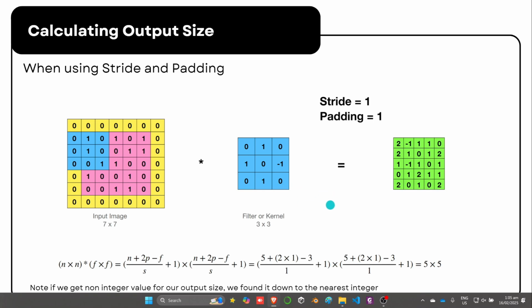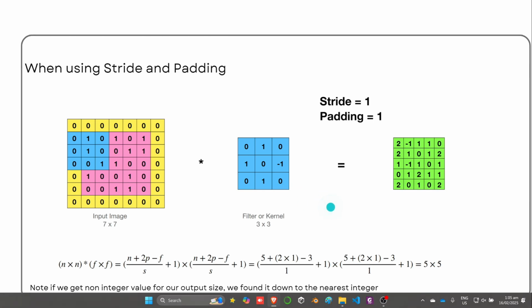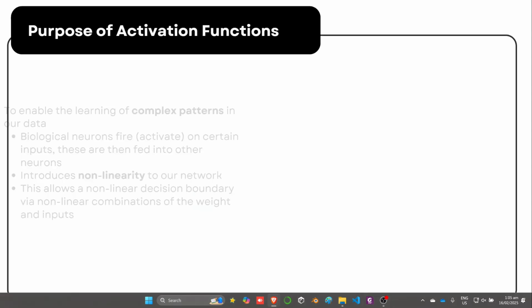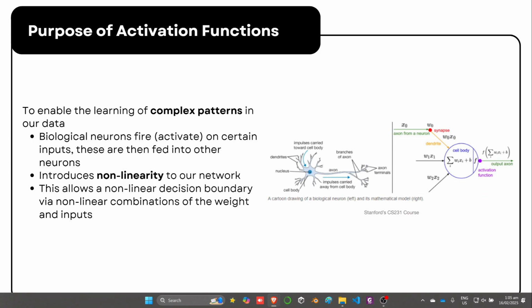So for now, that's it for this lesson, and we're about to start the lesson on activation layers, and we'll talk a bit about ReLU, which is the most useful function or activation layer for CNNs. So let's take a look and see why activation is important.